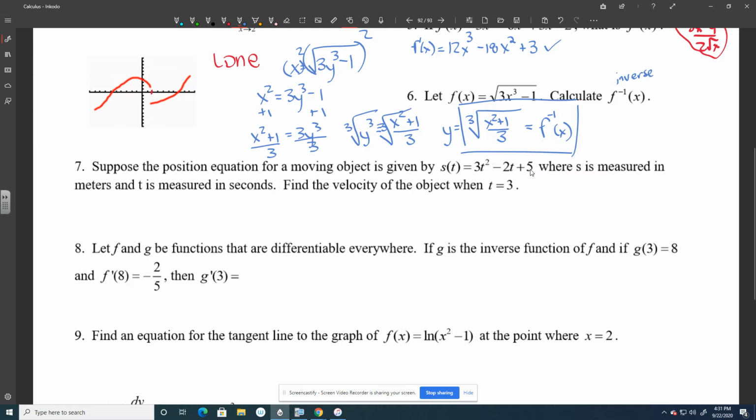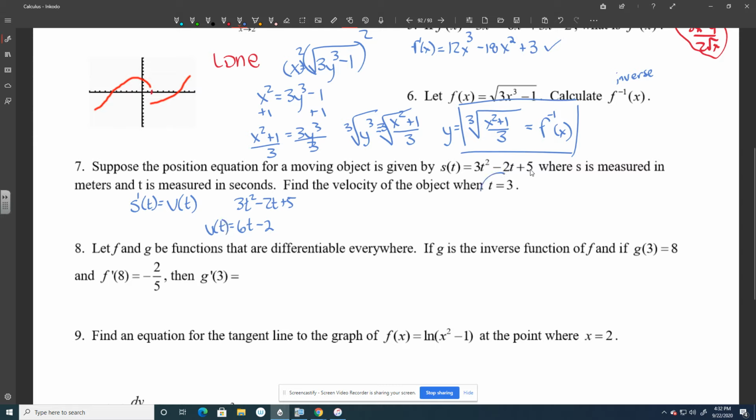Well, velocity, if this is my position function, remember that the derivative of my position function is equal to my velocity function. So if I'm looking for velocity, I just have to take the derivative of my position function right here. So if I've got 3t squared minus 2t plus 5, and I want to take the derivative, I get 6t to the 1st power minus 2. The plus 5 goes away. So this would be my velocity function. And it doesn't just want any velocity.